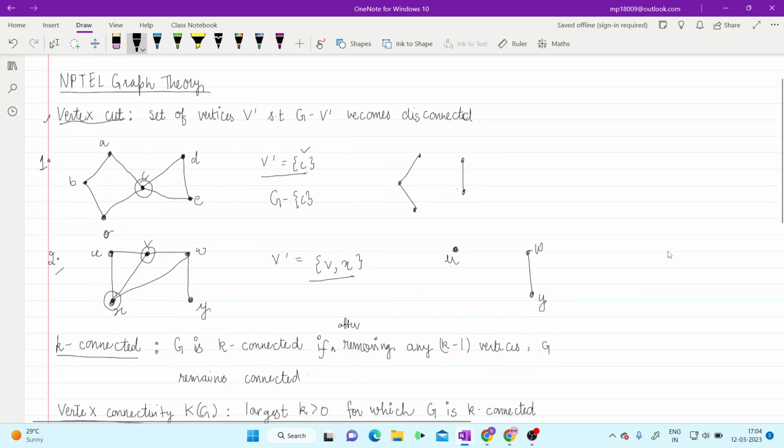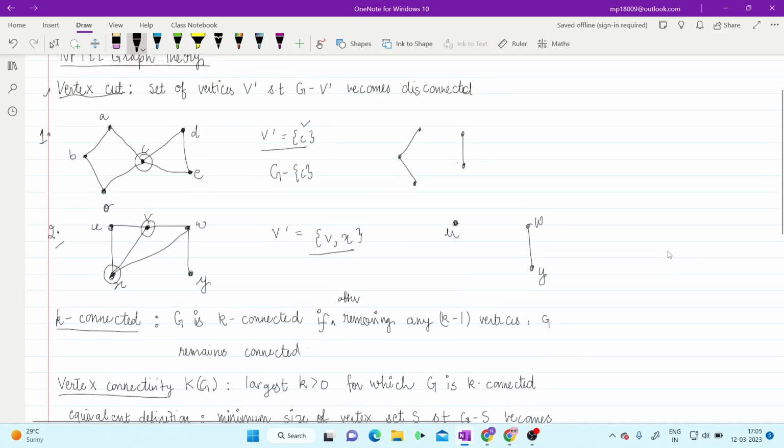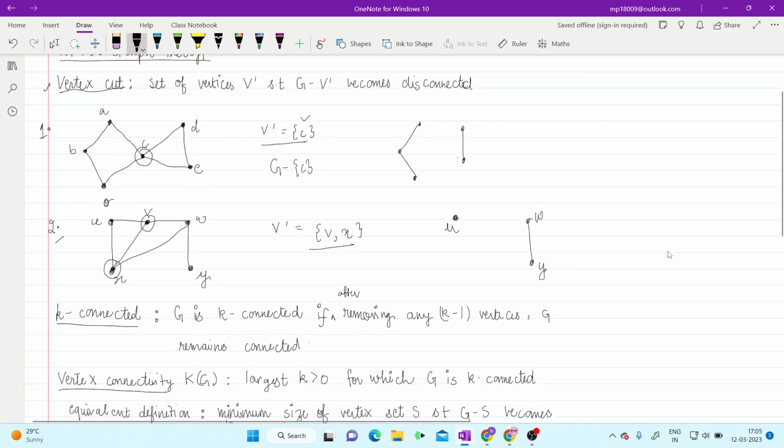Now, the next notion is of k-connectedness. So what is k-connected? It is a property of a graph. We say that a graph G is k-connected if we remove any k minus 1 vertices and G remains connected. So basically, if we pick any k minus 1 vertices out of that graph and remove them, then the graph remains connected.